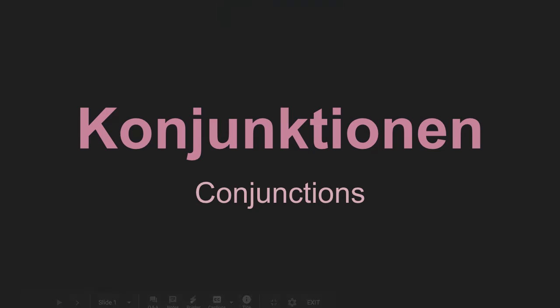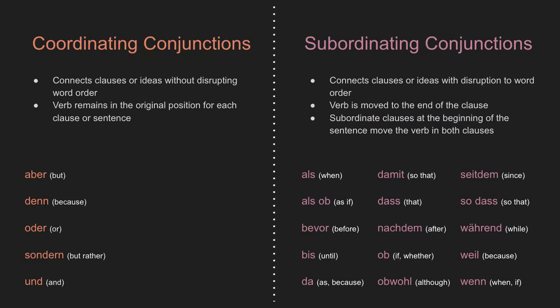Okay, this video is for Konjunktionen, the conjunctions. In the video, we're going to be talking about coordinating conjunctions and subordinating conjunctions. So coordinating conjunctions connect clauses or ideas without disrupting word order. And a coordinating conjunction also has a verb that remains in the original position for each clause or sentence. We've had quite a few of these throughout the past couple years, such as aber, denn, oder, sondern, or und.